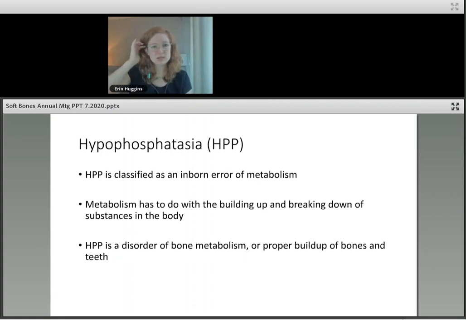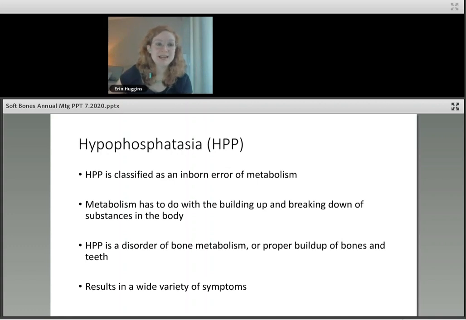And so HPP is a disorder of bone metabolism in that it is a disorder of the proper formation of bones and teeth. As we're all aware, this results in a very wide variety of symptoms and severity and age of onset. So each person with HPP presents a little bit differently. If you've met one person with HPP, you've met one person with HPP, and their symptoms are very different across the age spectrum and across the lifespan as well.